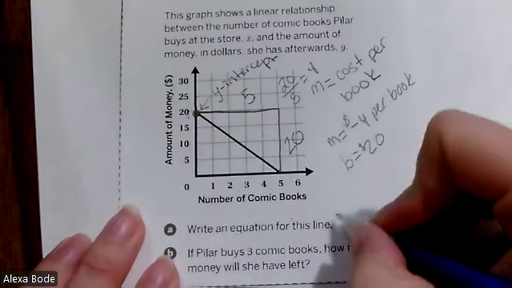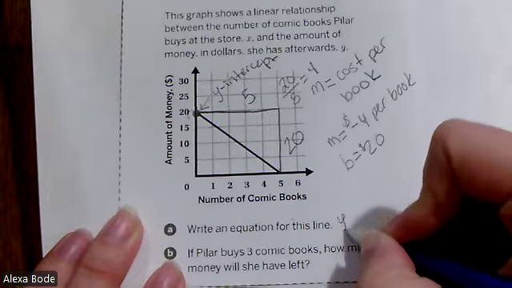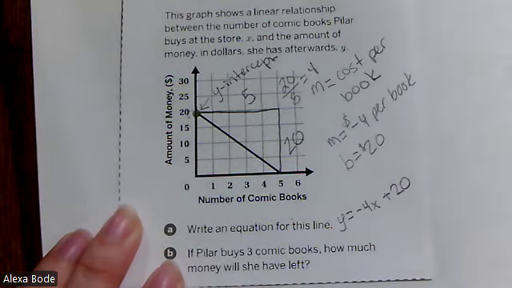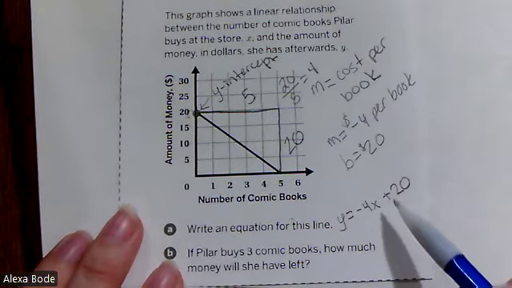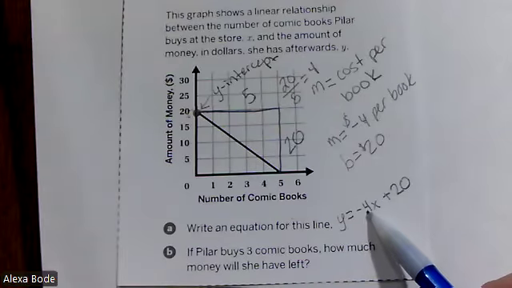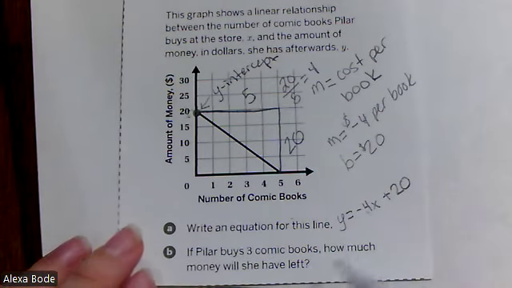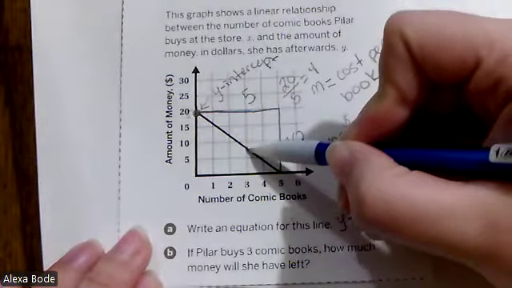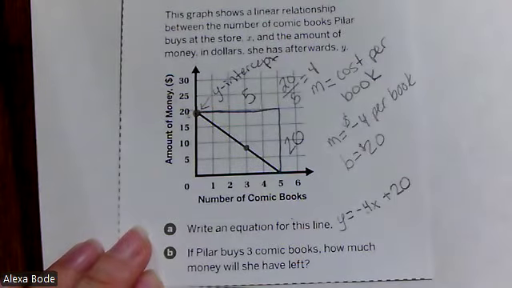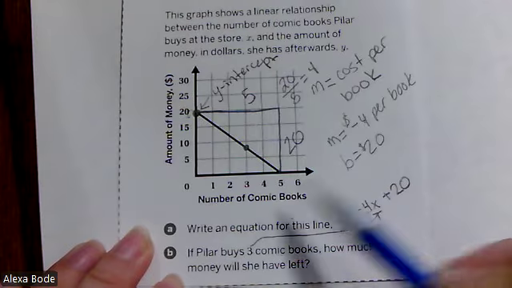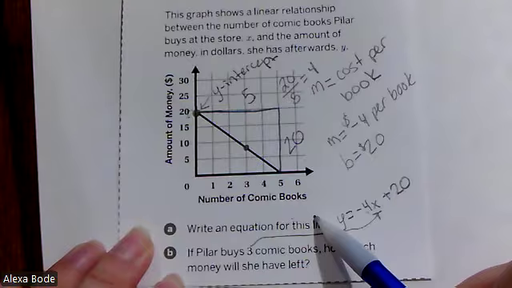So the equation for this line, y equals mx plus b, is y equals -4x plus 20. So our equation tells us she started with $20 and the money in her wallet is going down $4 per book. So if Pilar buys 3 comic books, how much money will she have left? That's a little difficult to tell from the graph because that's not one of our pretty points. But we can put 3 into the equation for x because we know x is our number of comic books.